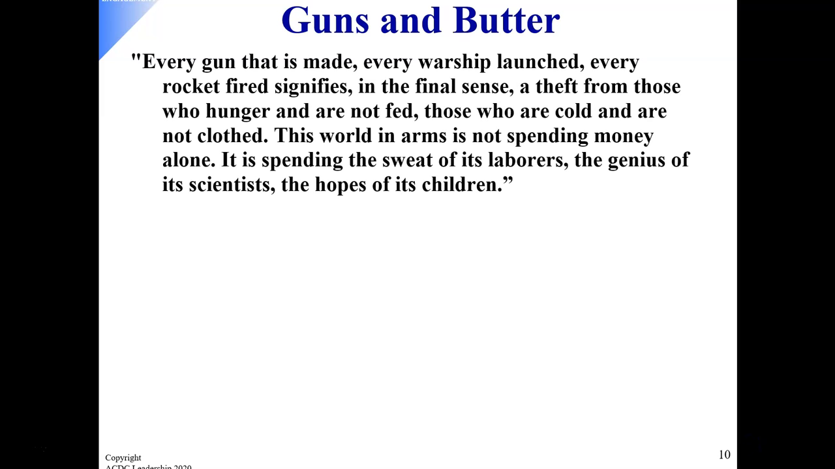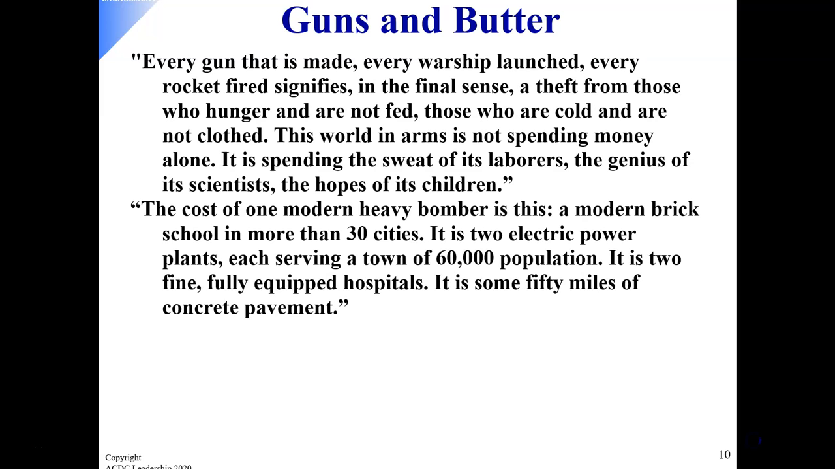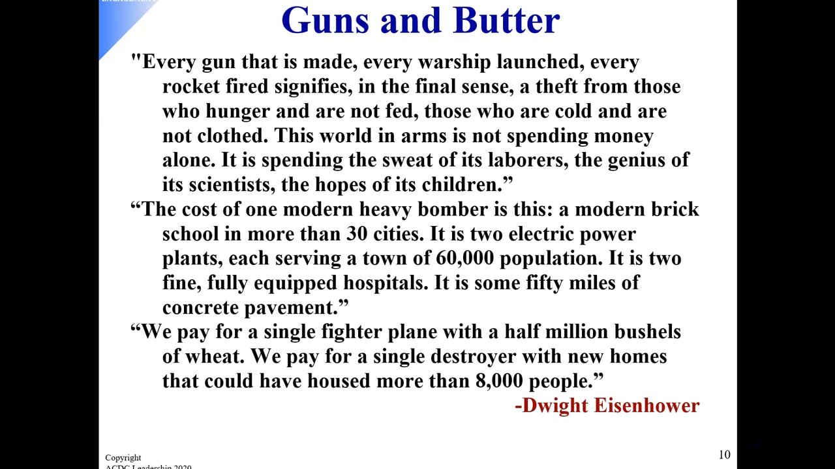Guns and butter. I'm going to read a quote here. Just read through this. This is a quote from President Dwight Eisenhower.